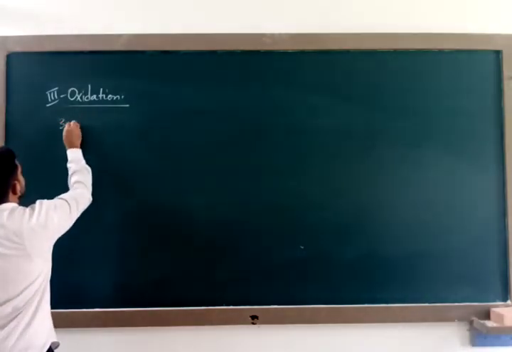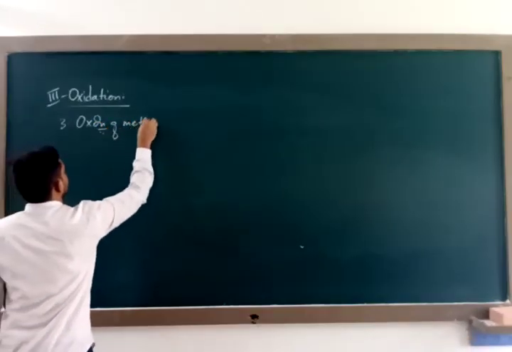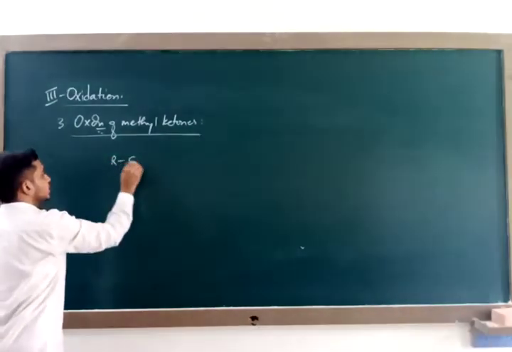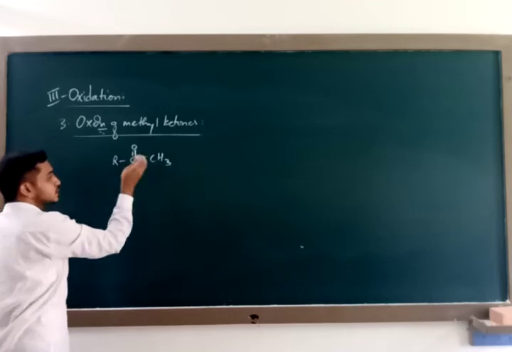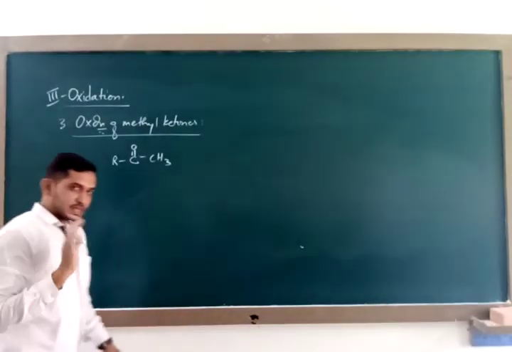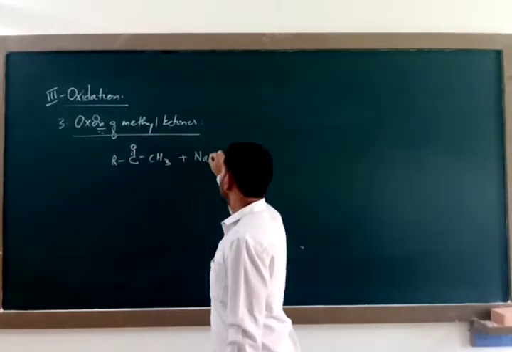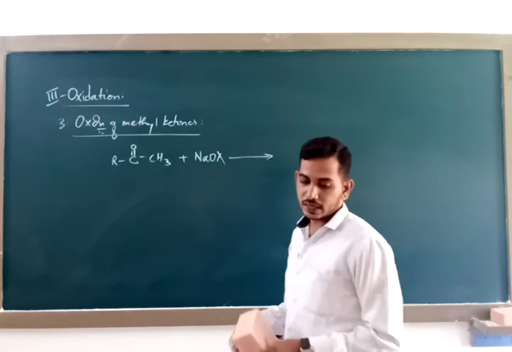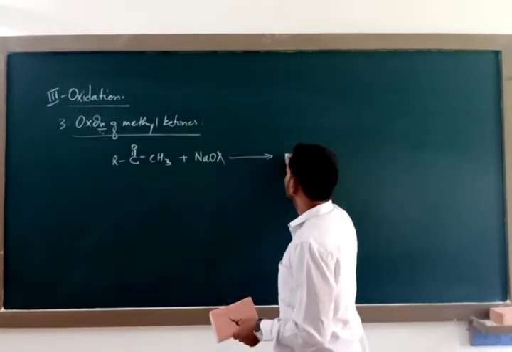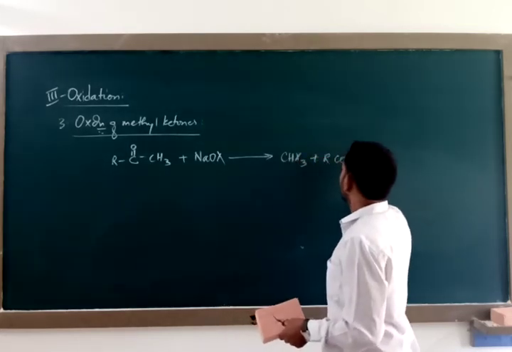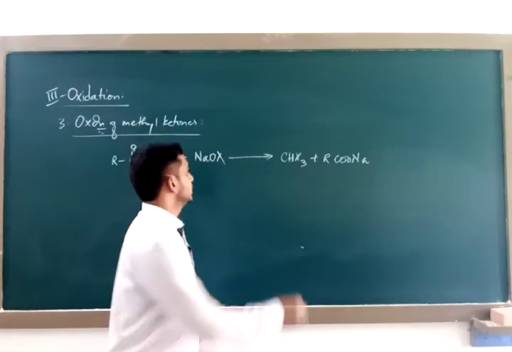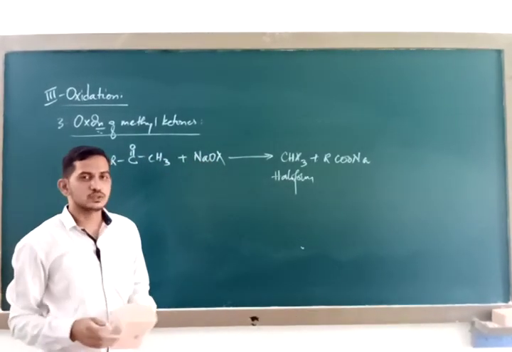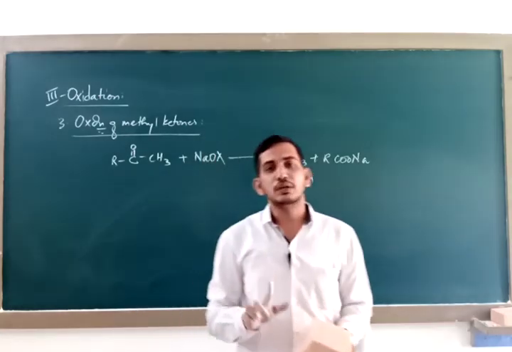The third is oxidation of methyl ketones. Now you may ask, sir, we know what ketones are, but what are methyl ketones? Methyl ketones are those in which one of the alkyl groups is compulsorily a methyl group. So these are methyl ketones. Whenever methyl ketones are reacted with sodium hypohalide, NaOX, they will give you a salt and haloform. You need not bother about how to balance this reaction. It is not required. This reaction is shown only by ketones and not by aldehydes.